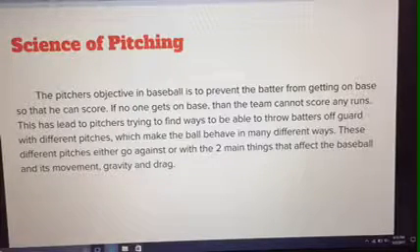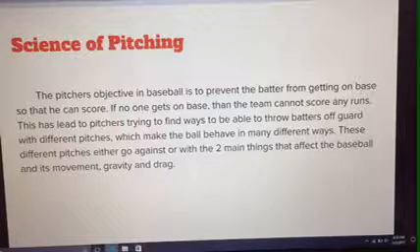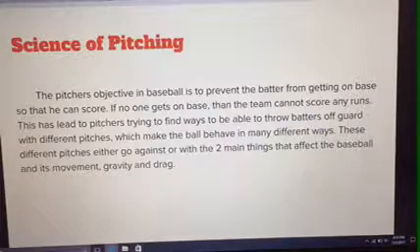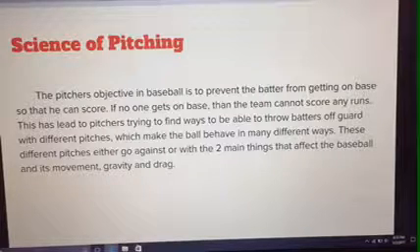But for now, all you need to know is that there are different pitches in baseball, because if there was only one pitch, it'd be pretty easy over time to hit the ball if you saw the same thing happen every single time it was thrown to you. So over the years, pitchers came up with new ways to throw the ball, and it would affect how the ball goes through the air. And the two things that affect the baseball and its movement are gravity and drag.